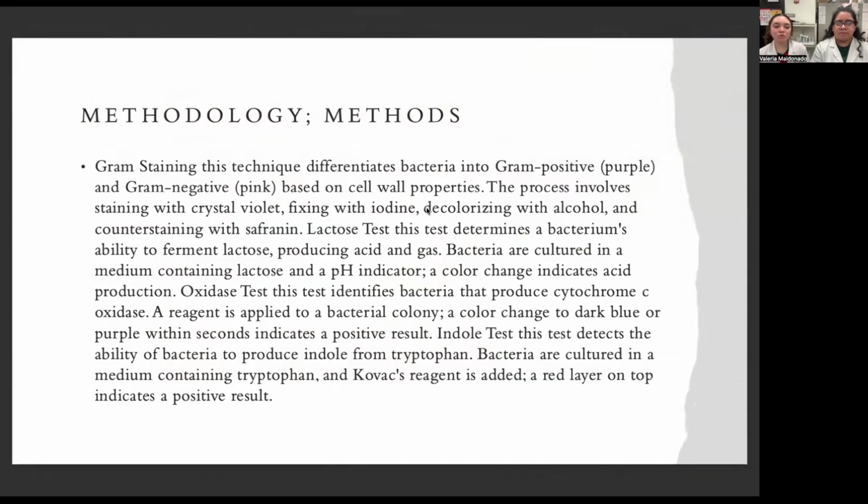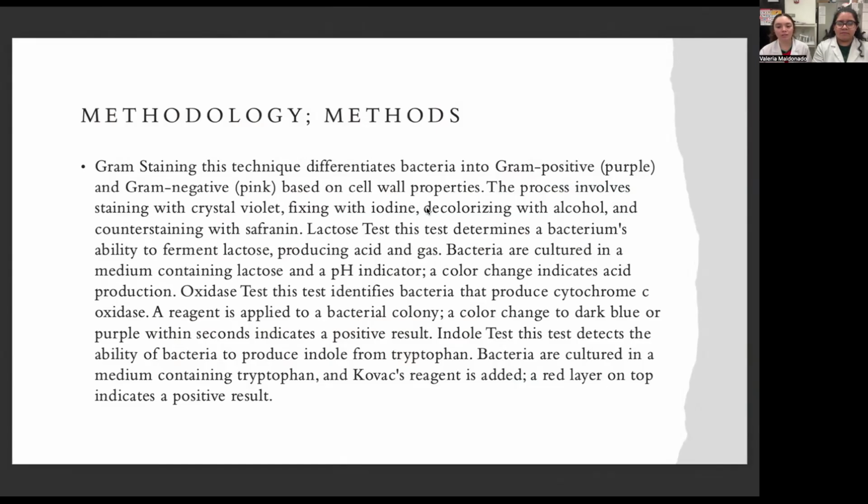Some of the methods we used were gram staining. This technique differentiates the different bacteria we have, so you have a gram positive or a gram negative. If it comes out purple, it is gram positive. If it's negative, it's a pinkish color, based on cell wall properties. The process involves using crystal violet with iodine, decolorizing with alcohol, and then counterstaining with safranin.